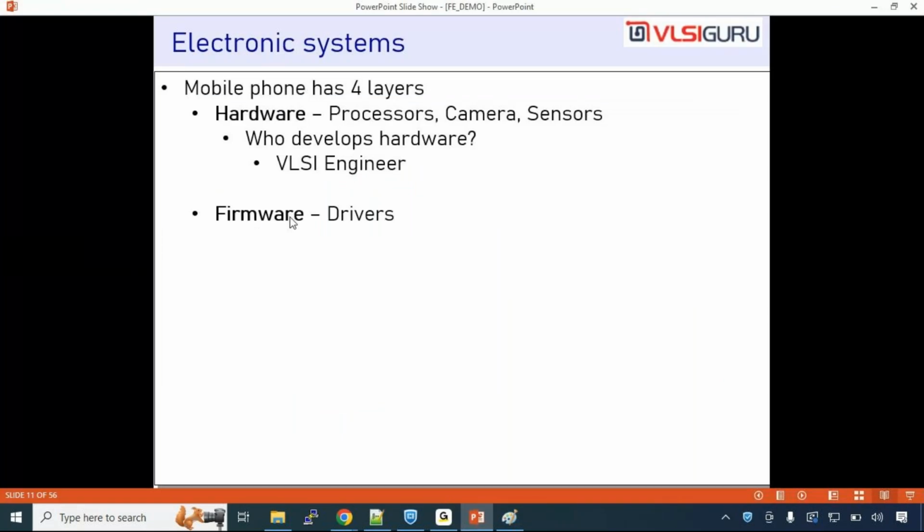So coming back to this slide, I hope you understand what is hardware. Next one is what? Drivers. What is the meaning of the term driver? Let's understand through a simple analogy. Take an example of a car.